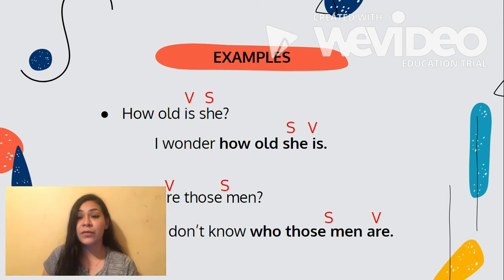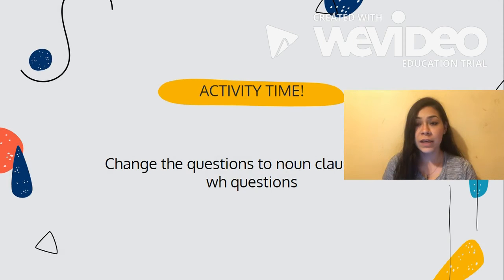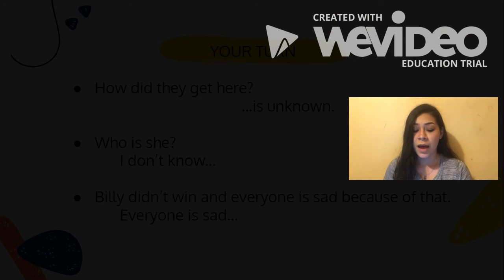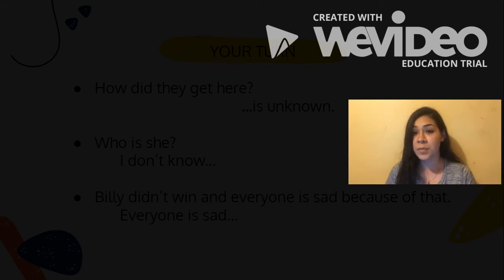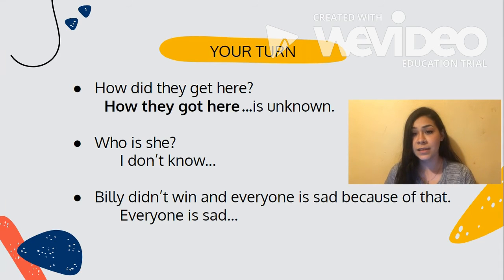And now it's time for you to do an activity. I'm going to give you these questions and you're going to make the embedded question for each one. For example, the first one, how did they get there? Blank space is unknown. The answer could be, how they got there is unknown.